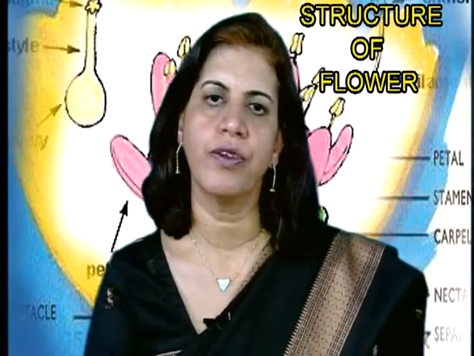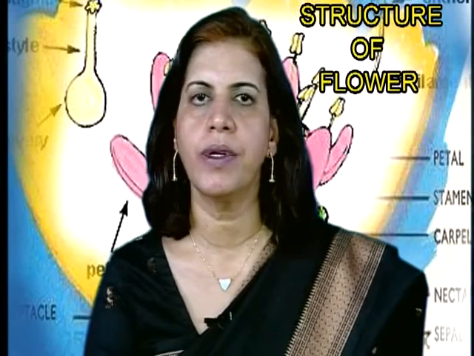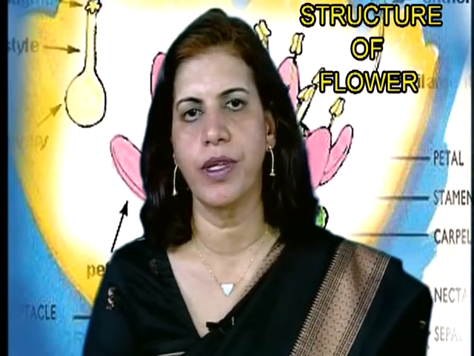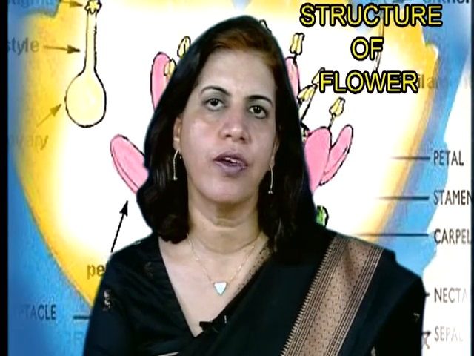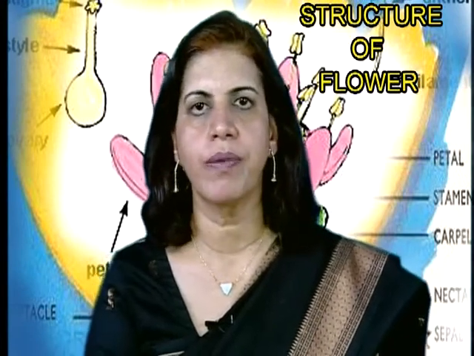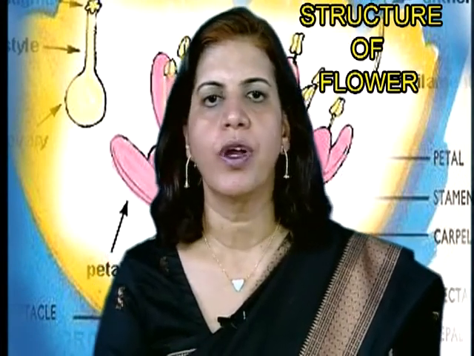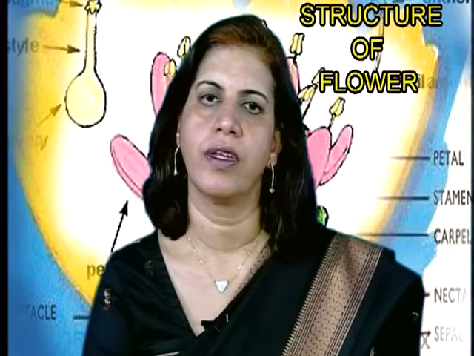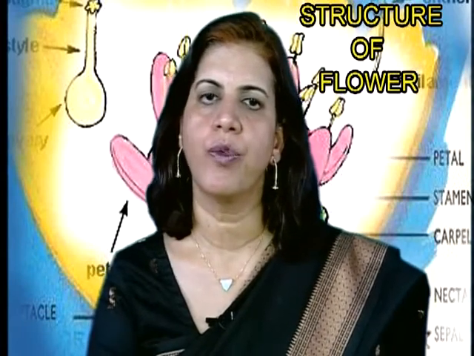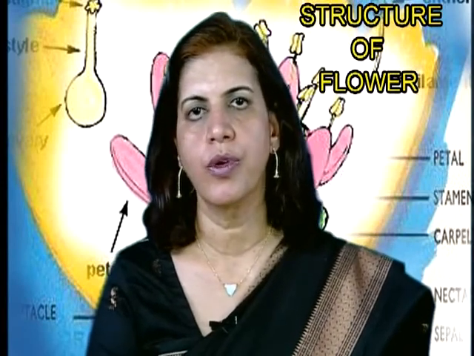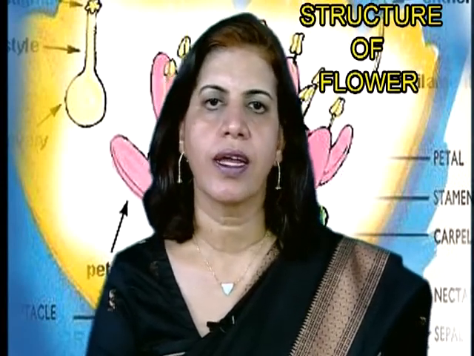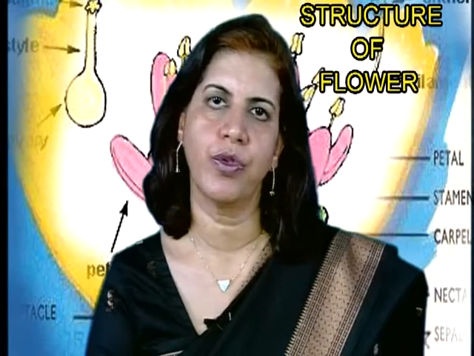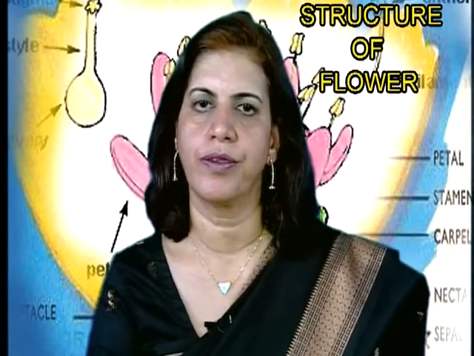The unisexual flowers may be separated in time and space. Now let us see what are monoecious plants. Monoecious and dioecious conditions are present in plants. Monoecious plants are those in which flowers of both the sexes are present. For example, cucurbits, maize and castor bean produce flowers of both the sexes.